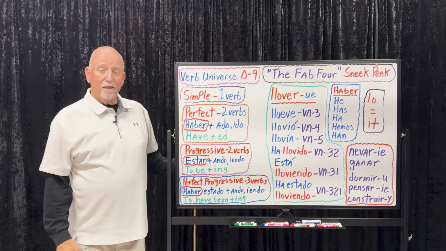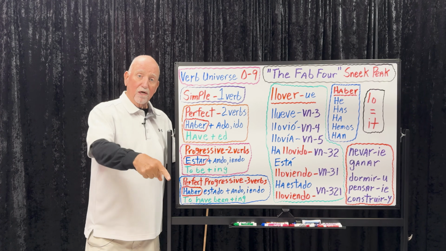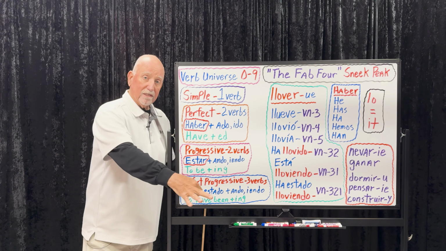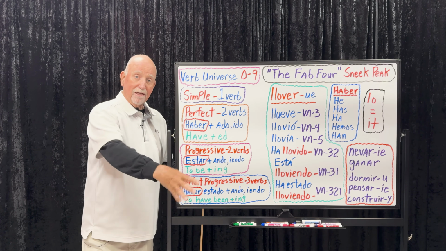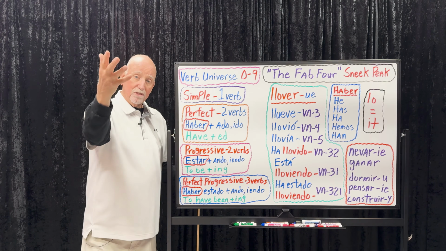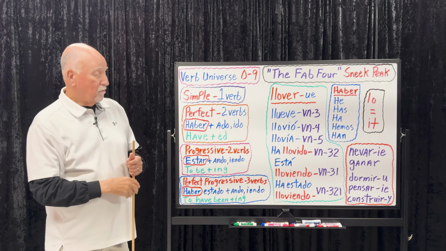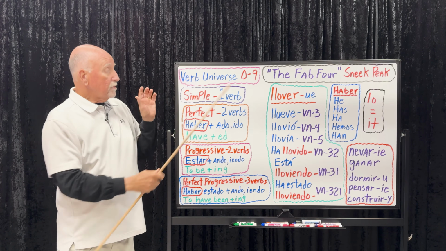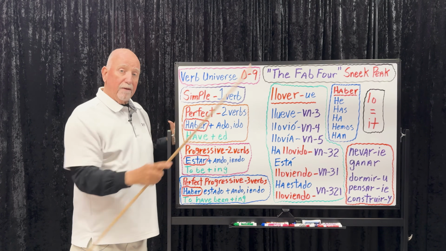It's kind of like a catcher giving signals to the pitcher. Okay, we're going to go with a simple verb. We're going to go with a perfect. We're going to go with a progressive. We're going to go with a perfect progressive, right? They send out the fingers to the pitcher, and he or she knows what kind of pitch is being called by the catcher. So, the Fab Four, the Fabulous Four.